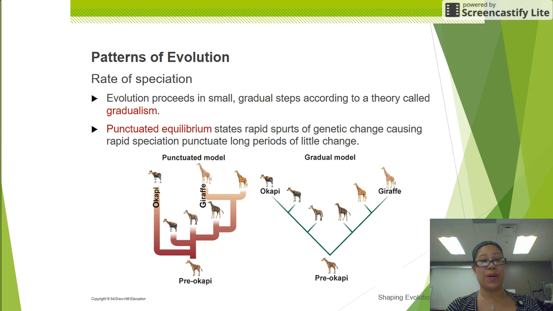Okay, and last one, we have two different ideas of the rate at which speciation happens. We have gradualism and we have punctuated equilibrium. Gradualism means that things happen very slowly. Punctuated equilibrium means that things happen in quick little bursts, quick little spurts. Okay, let's watch a video on that.